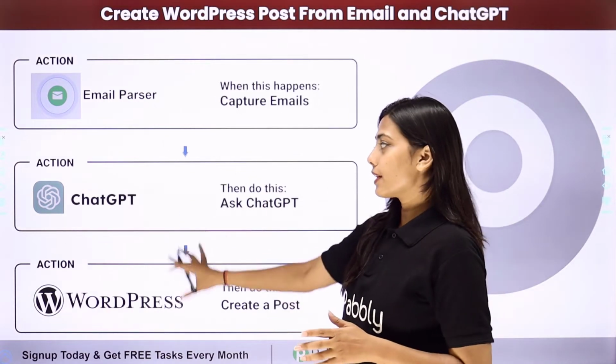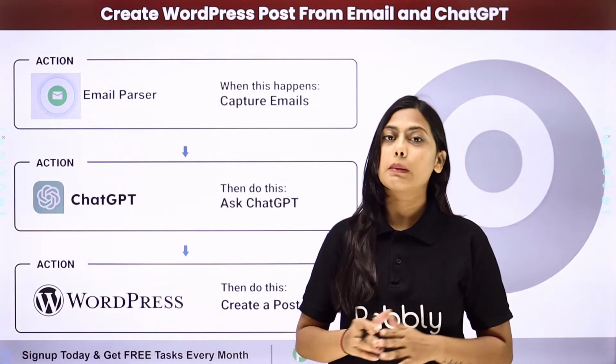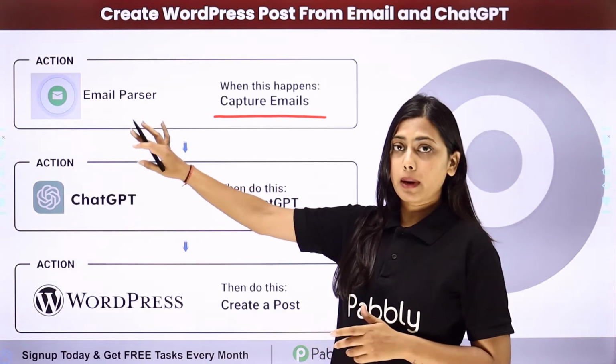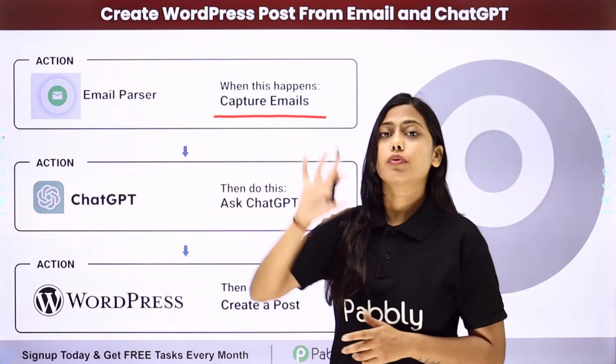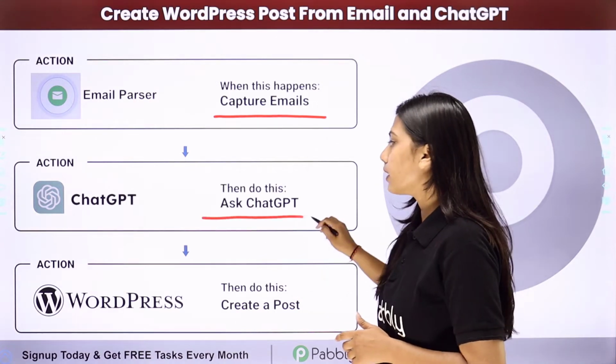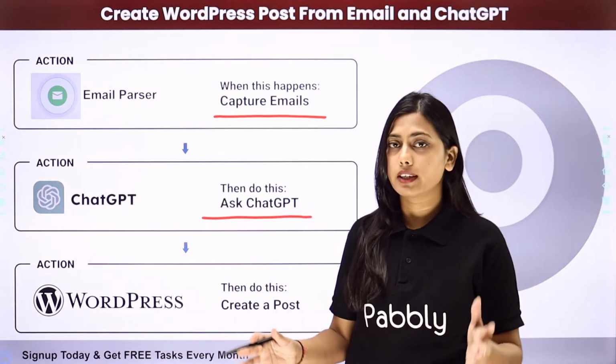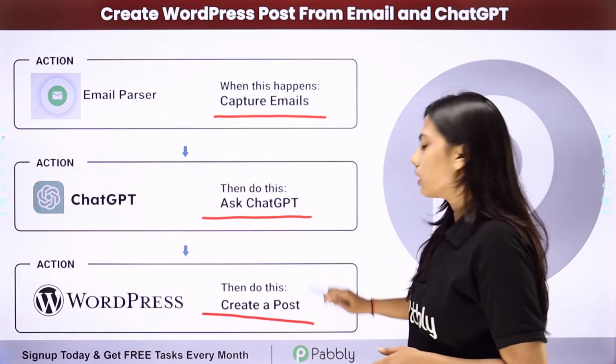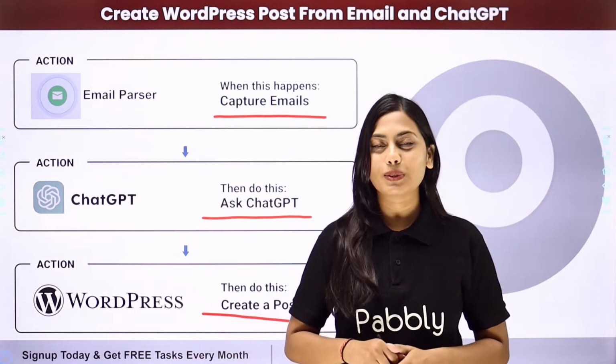For this complete process, we are going to create an automation with the help of Pabbly Connect, where our trigger will be to capture email using Email Parser, which is a feature of Pabbly. Then our first action step will be ChatGPT, where you will ask ChatGPT to generate content, and our last and final action step will be WordPress, where you will create a post. Let us learn how to do that.